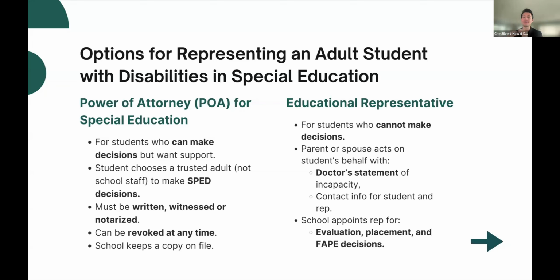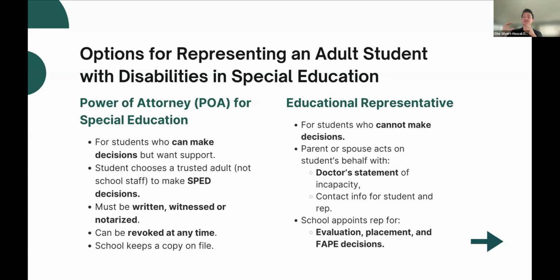So you can speak for them. You are a surrogate decision maker. You can sign things for them. But in this scenario, they can still do those things as well. With an educational representative, this is really the more severe one, which is just, if the student cannot make decisions, this is the route you take because you will be making those decisions for them in the DOE setting.